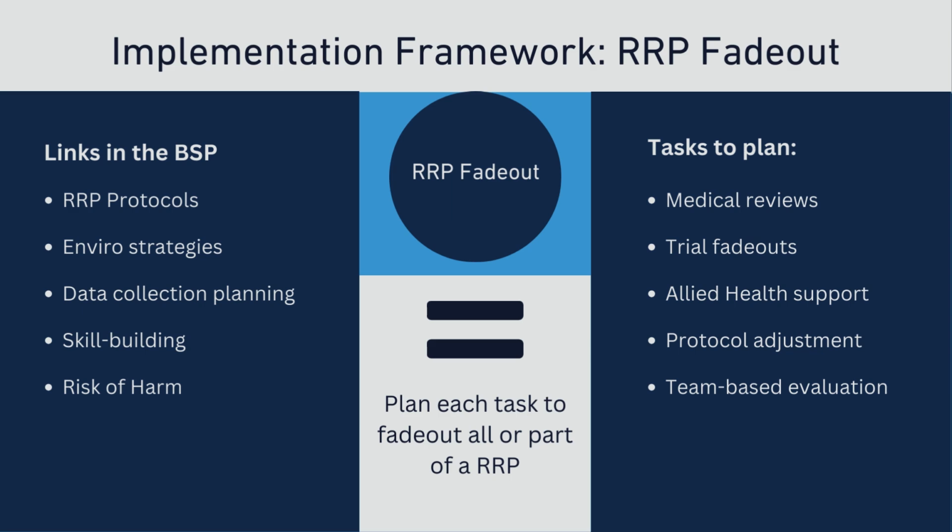We may need to plan for protocol adjustments as fade-out occurs across time. We may need to plan for team-based evaluation, particularly when we're doing some kind of trial, to evaluate what's happened with the participant, their quality of life and behaviour as a result of that fade-out. So any of these tasks may form part of that implementation step.